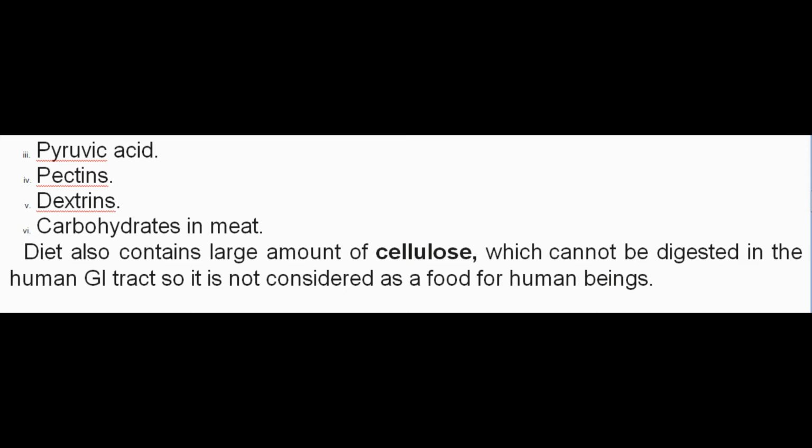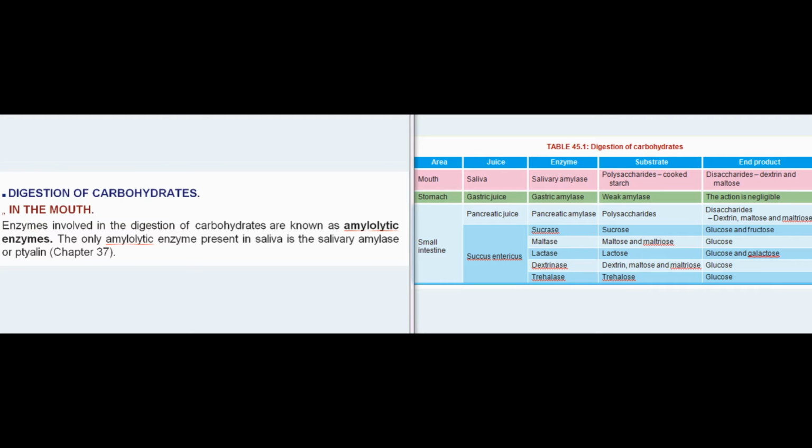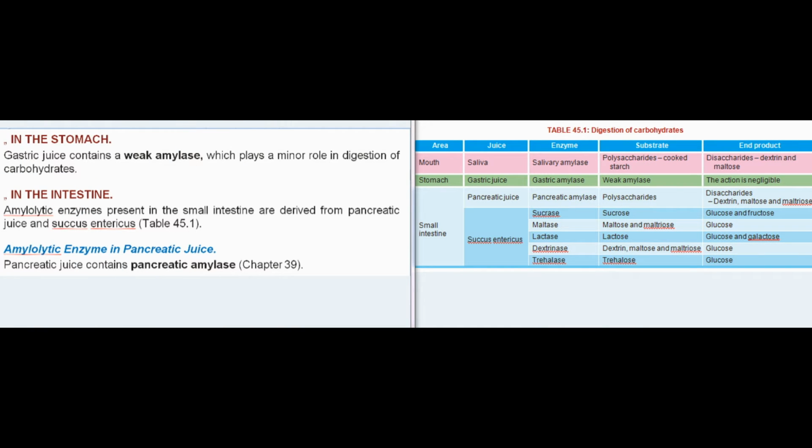Carbohydrates in meat. Diet also contains large amount of cellulose, which cannot be digested in the human GI tract, so it is not considered as a food for human beings. Digestion of carbohydrates. In the mouth. Enzymes involved in the digestion of carbohydrates are known as amylolytic enzymes. The only amylolytic enzyme present in saliva is the salivary amylase or ptyalin, Chapter 37. In the stomach. Gastric juice contains a weak amylase, which plays a minor role in digestion of carbohydrates.